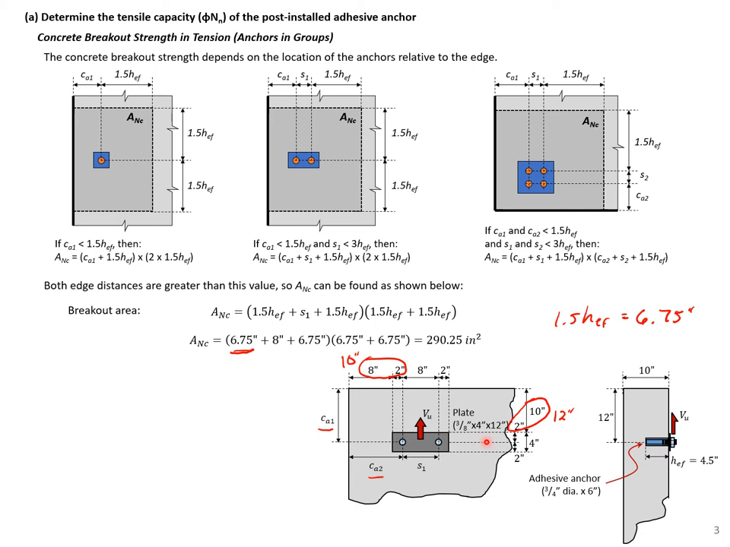And in the vertical direction, we only have one line of anchors, so we just take 1.5 h_ef plus 1.5 h_ef. Plugging in our different values for our spacing and our embedment depth, we can find our A_Nc equal to 290.25 square inches.